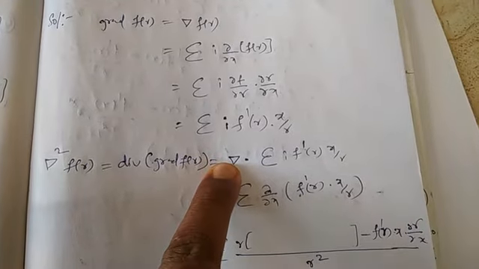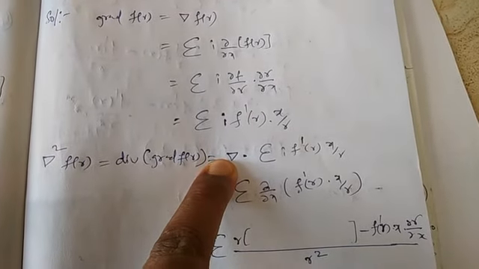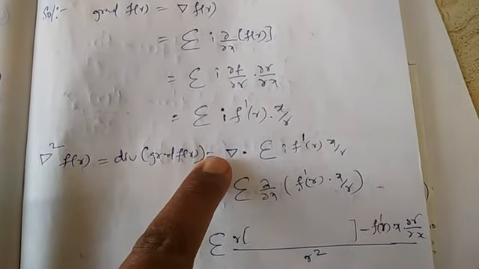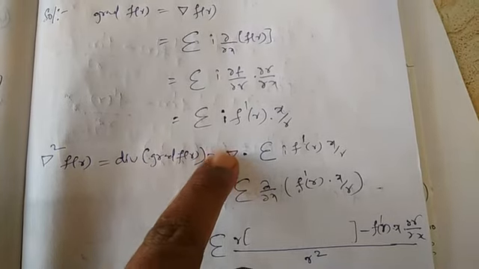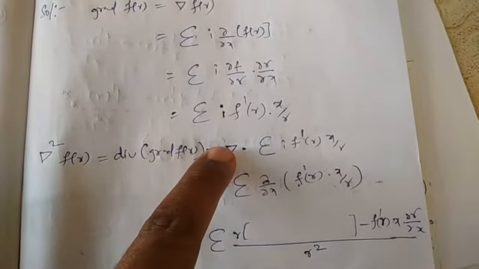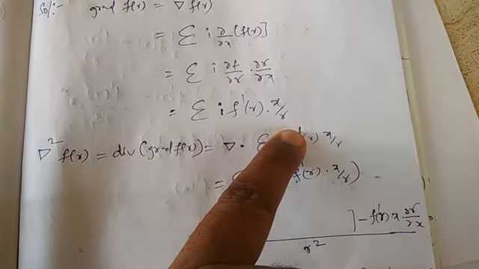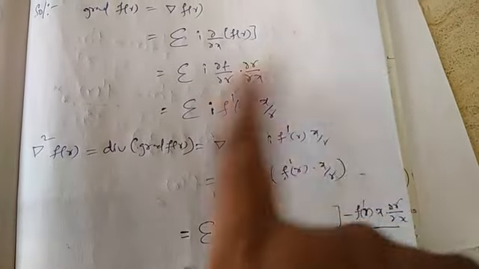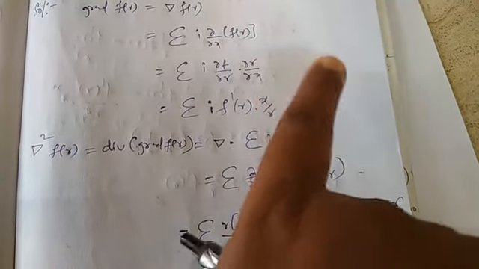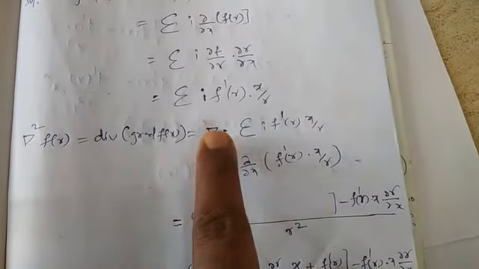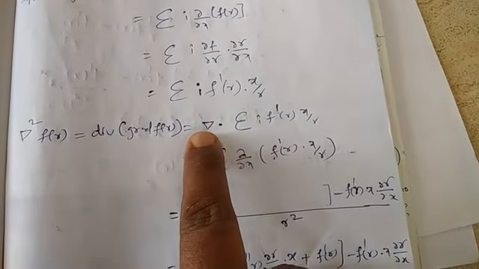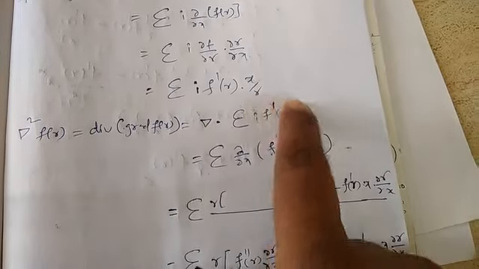Now here we have ∂/∂x i + ∂/∂y j + ∂/∂z k. Now to apply the dot product, we have multiplication: i·i is 1, right? The remaining j·j and k·k we don't write; we only write for the first term, i·i = 1. Then we have ∂/∂x, which we have to apply to this function.